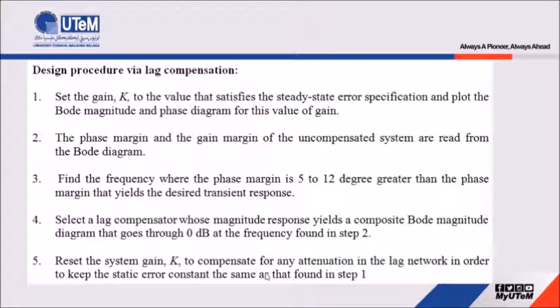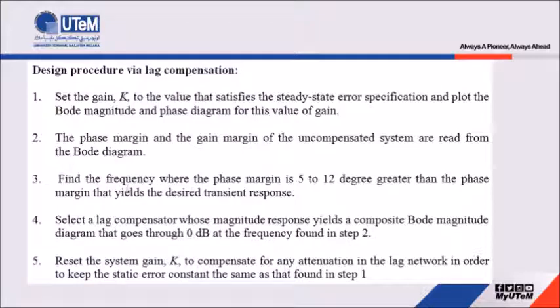To design this kind of controller, we can follow this procedure. First, set the gain K to the value that satisfies the steady state error specification and plot the Bode magnitude and phase diagram for this value of gain. Second, the phase margin and the gain margin of the uncompensated system are read from the Bode diagram. Based on the uncompensated system, we find the magnitude and phase plot, and from there we can find the gain margin and phase margin. That is the second step.